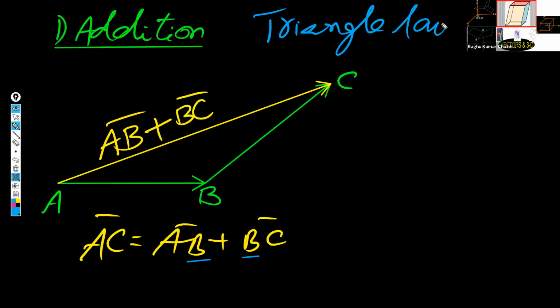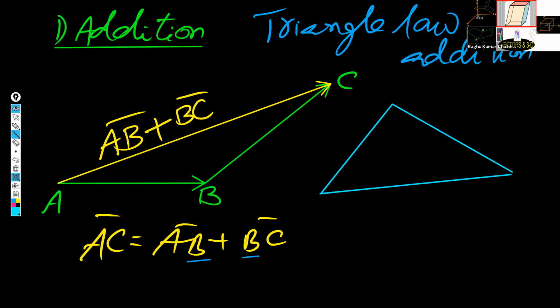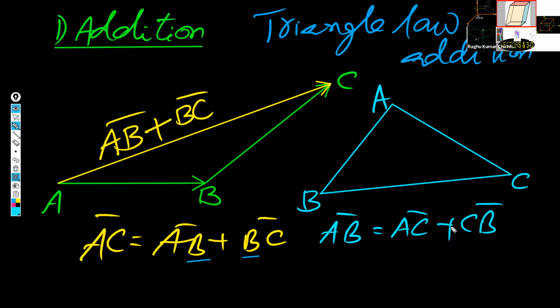Triangle of addition, if you want to apply without any direction. In this diagram, what I did, I have mentioned the directions. If you have a triangle and you want to apply the triangle of addition and the directions are not mentioned here, this is one triangle. Now you want to apply triangle of addition, A, B, C. Then in this case, what happens? If you want to write AB bar first, then we start again from A and go to C and continue to B. You want to write AB bar, then start from the initial point A, go to C and continue to B. That's what it is, triangle of addition. AB bar is AC bar plus CB bar.